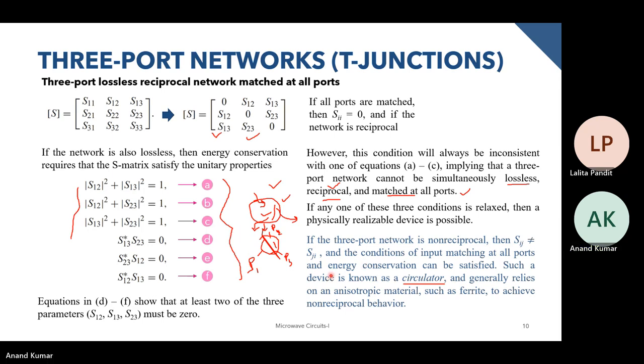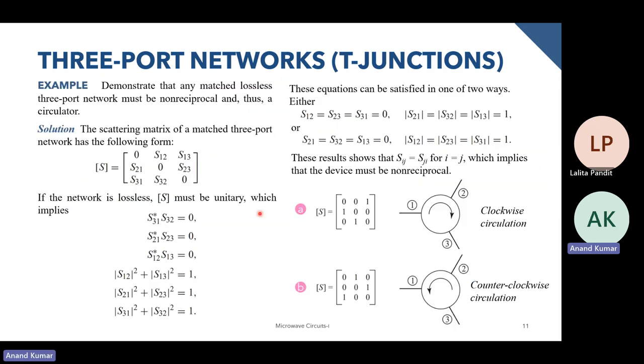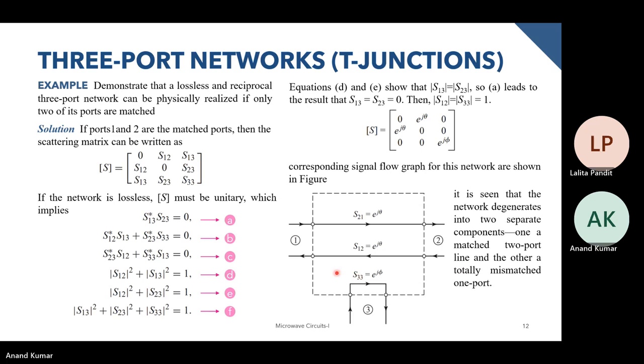Then we discussed the circulator in detail, and we relaxed the criteria of reciprocity, and then upon solving, we got two possible solutions. In one, the circulation was in the clockwise direction, so we called it a clockwise circulator, and the other was the counterclockwise circulation, and we looked at their S parameters as well.